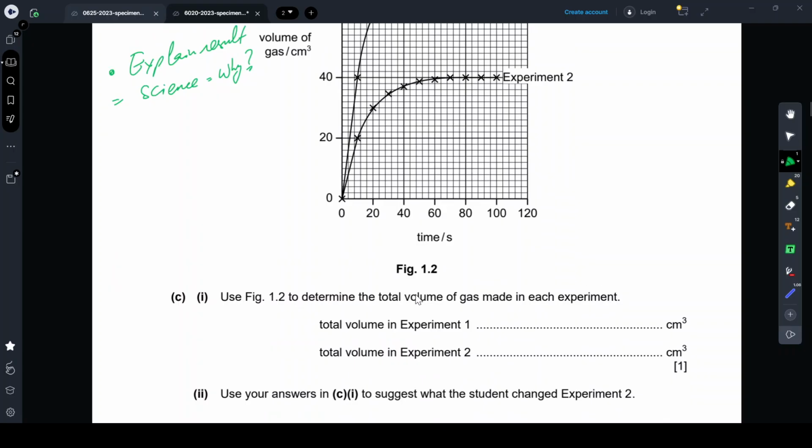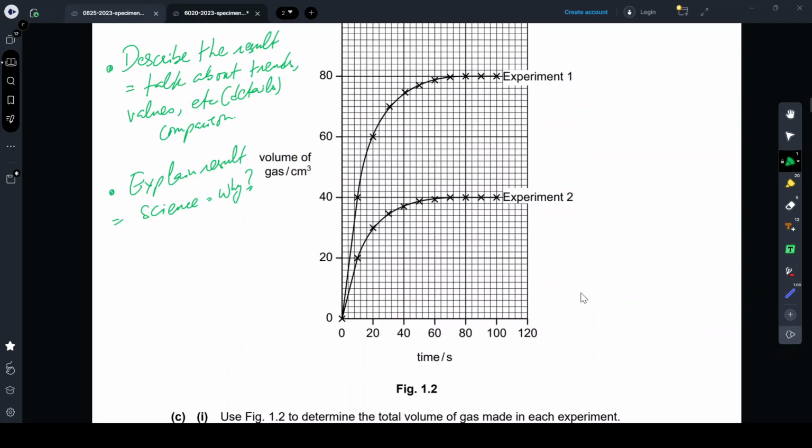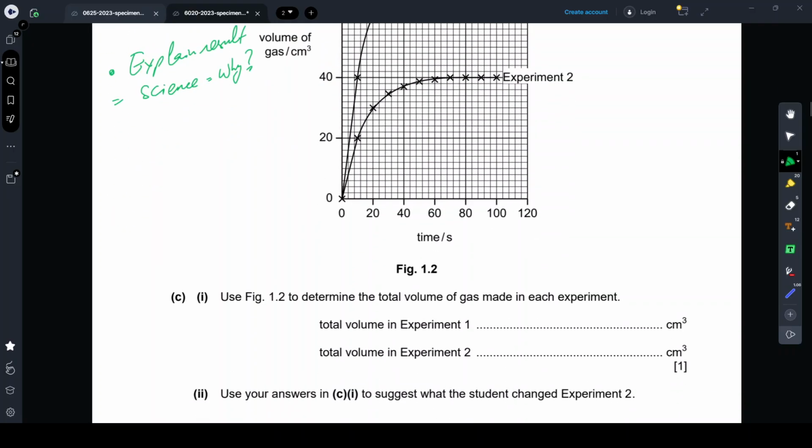Use the figure to determine the total volume of gas made in each experiment. I believe that's pretty obvious. It's 80 cm³ in experiment 1, and in experiment 2, it's 40. They've already given cm³ over here, so you just need to put in the values.